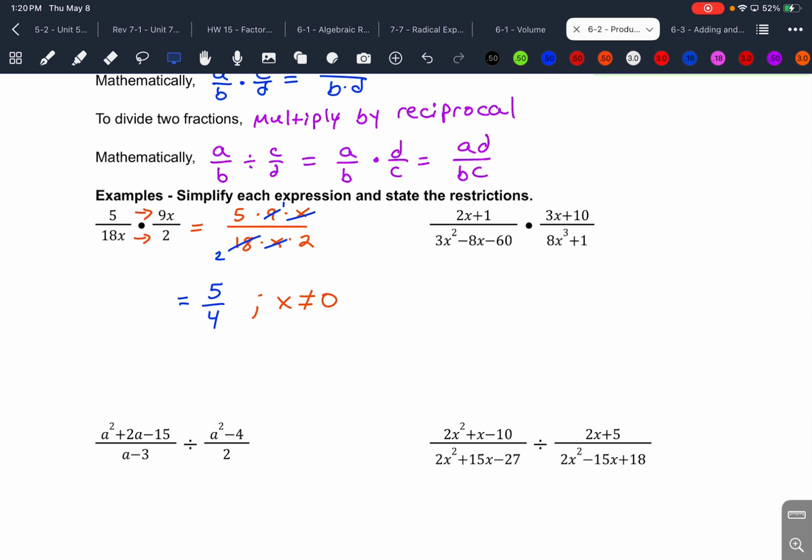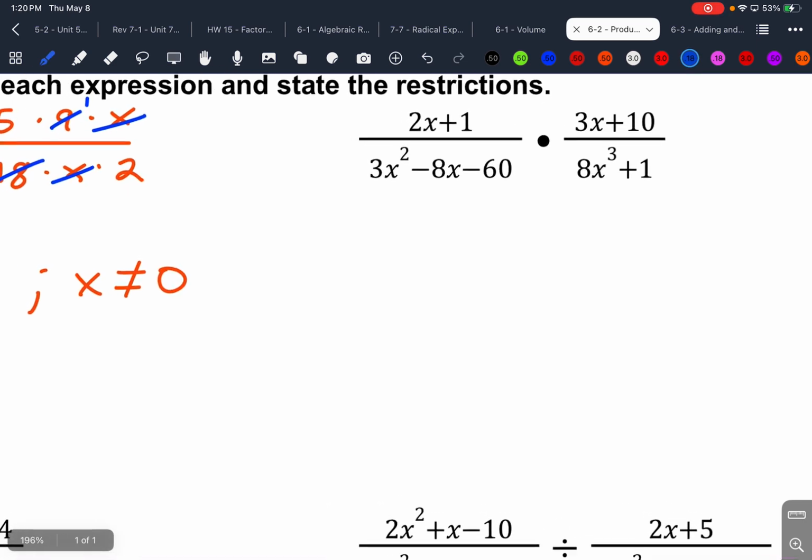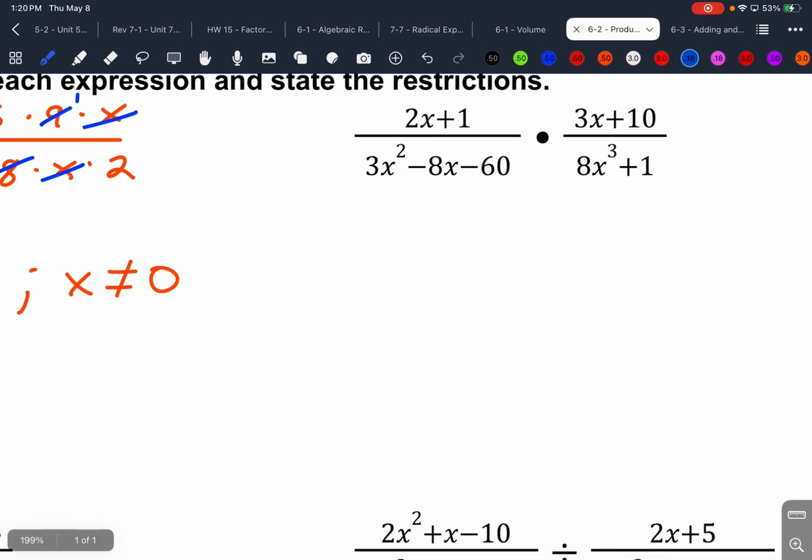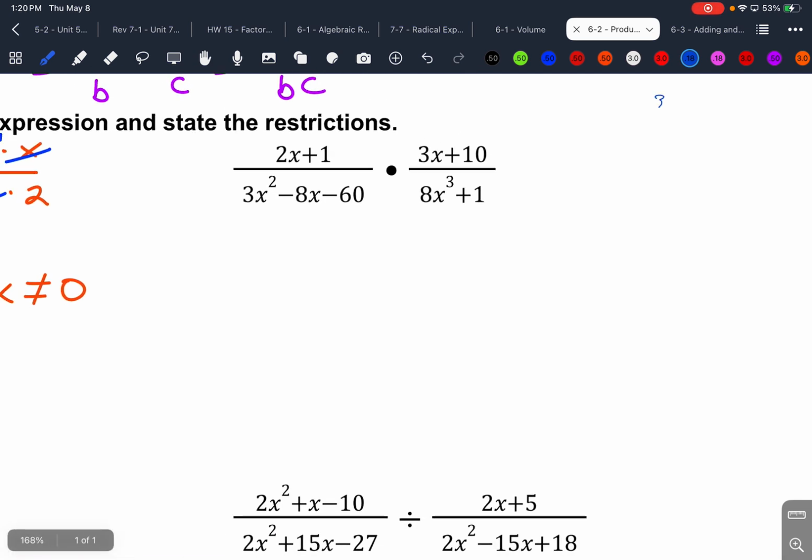I didn't do the thing that I normally do where I do a warm-up problem and have you factor some things, but that's okay. We can do this real quick. Let's see, the tops are fully factored. 3x squared minus 8x minus 60. Let's just do that on the side. Let's see, 2 factors of negative 180 that add to negative 8. What would that be? Oh, that would be 18 and 10, right?